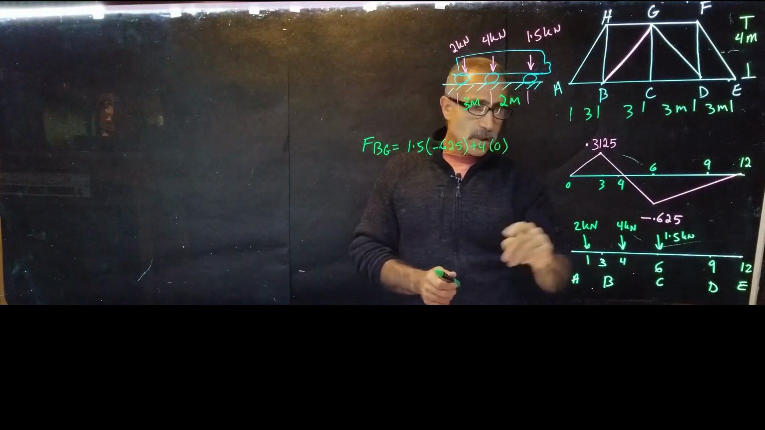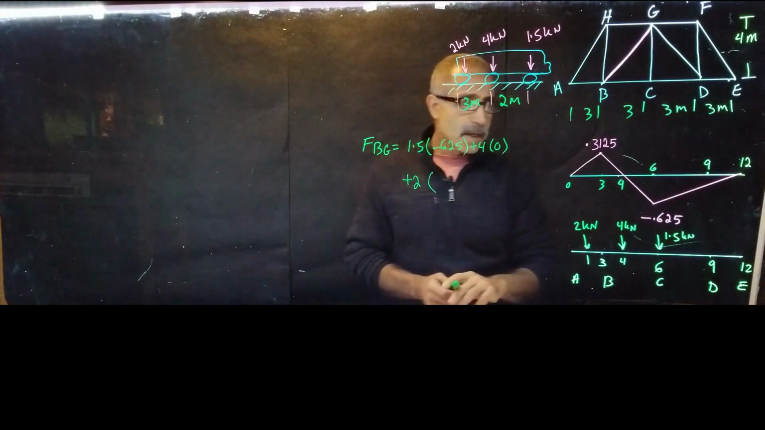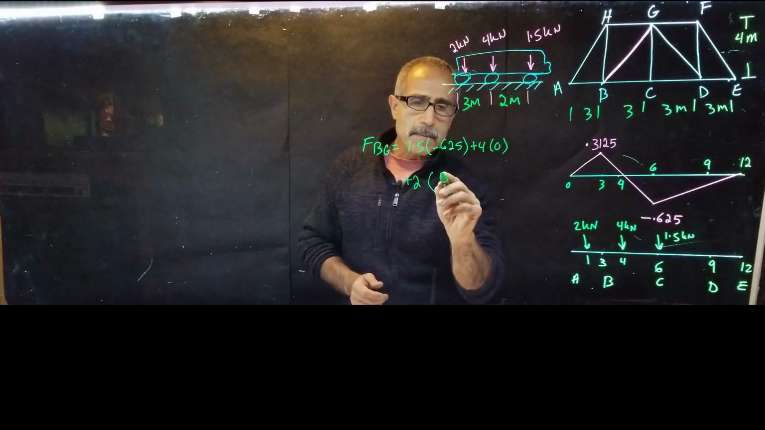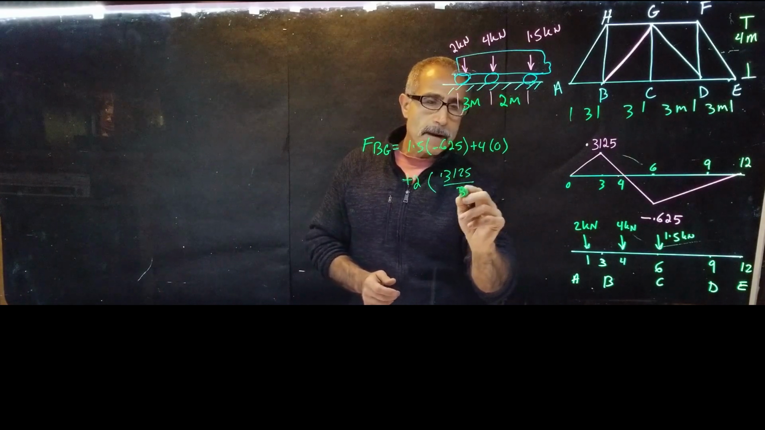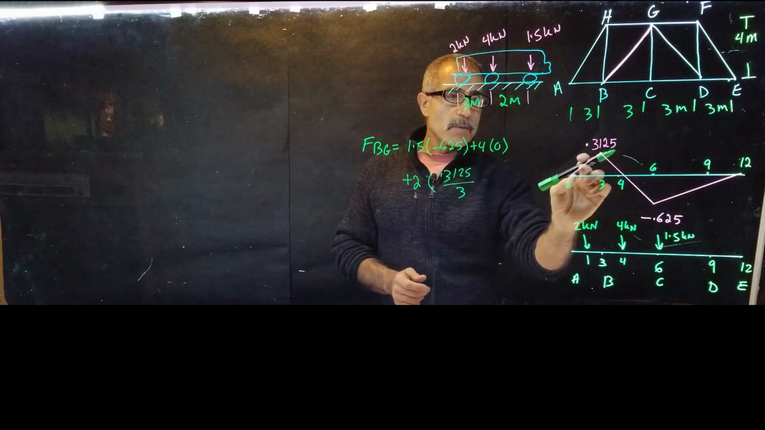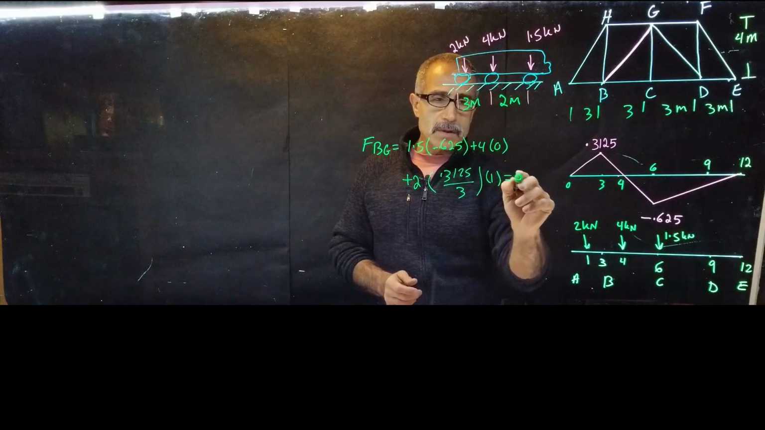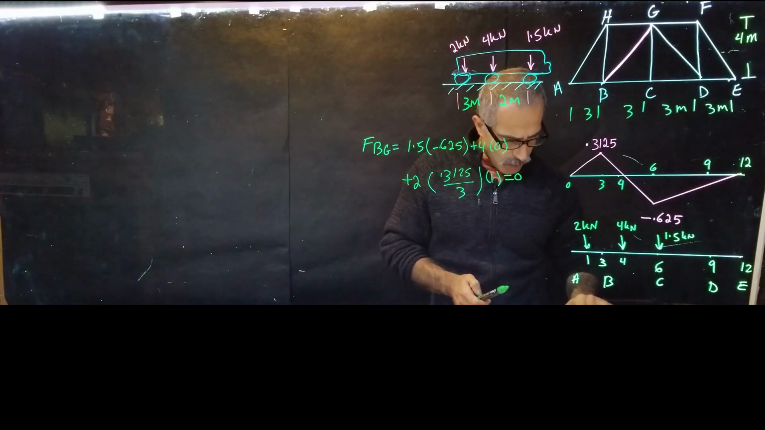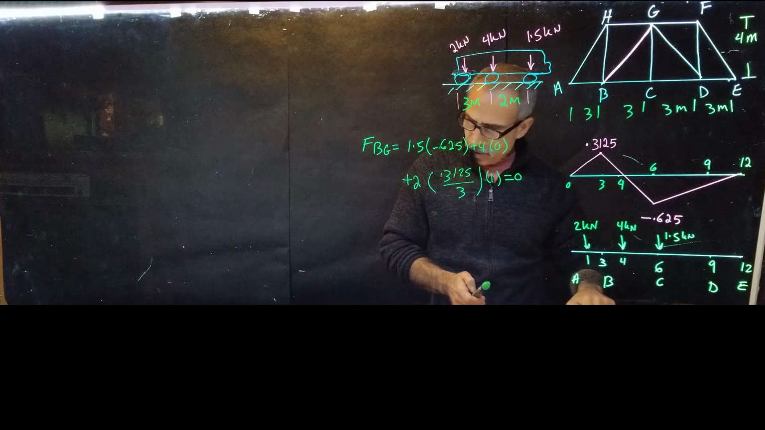Then the next one is a 2 kilonewton. So plus 2 kilonewton times the slope of this, which is 0.3125 rise over run, divided by 3. And because it's only 1 foot away, we're going to be right here, 1 foot away, multiplied by 1. That's a positive, that's a negative, and that comes out to, I think I did it right, calculated it.